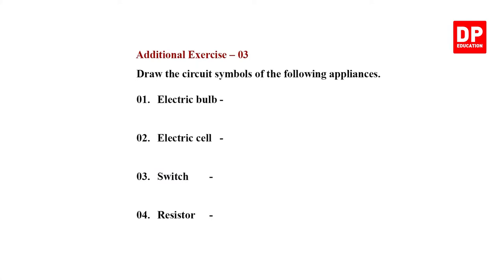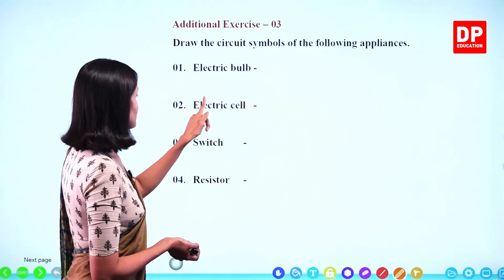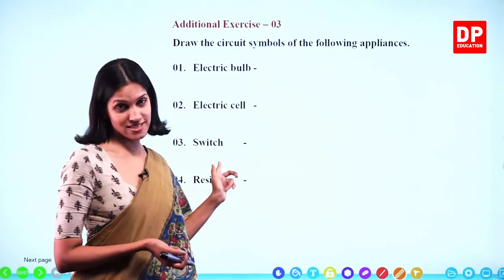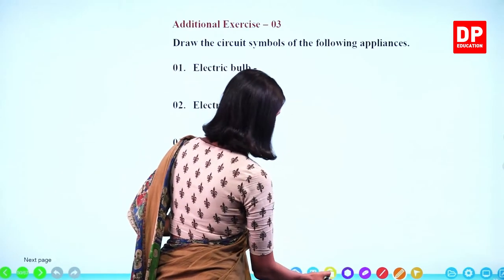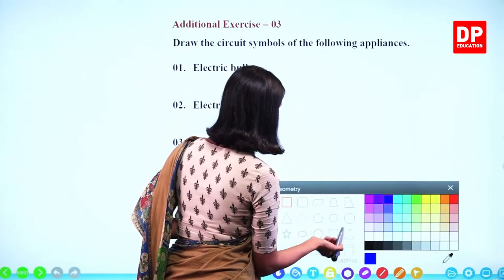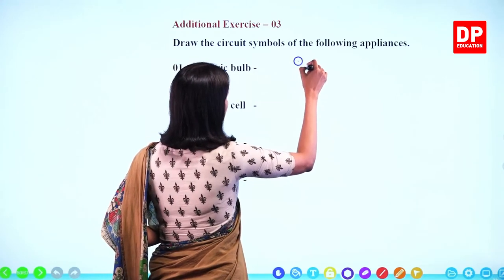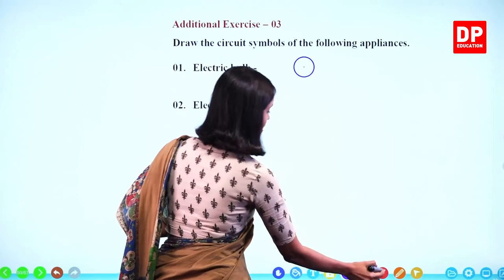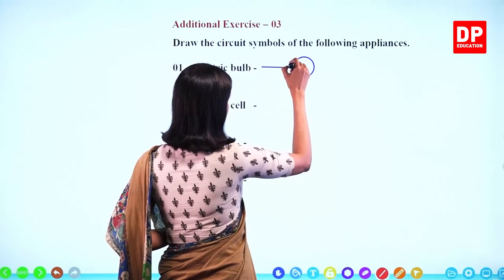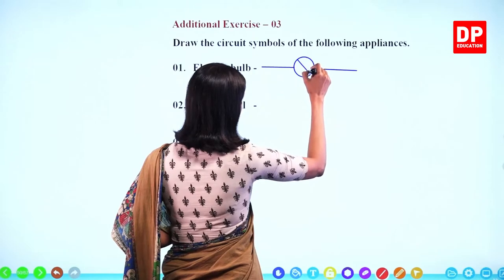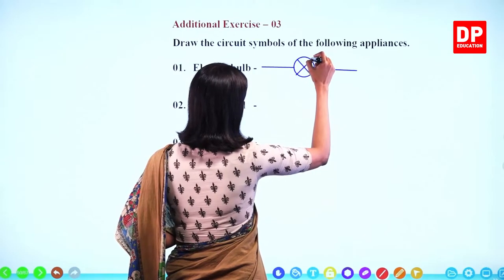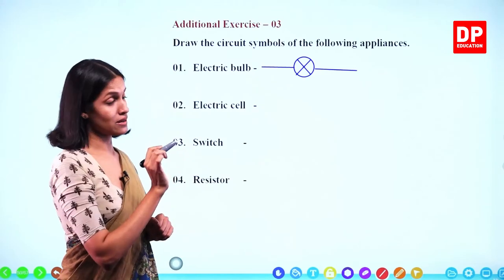Exercise number three. Draw the circuit symbols of the following appliances. Electric bulb, electric cell, switch, resistor. Now this is pretty easy. We'll draw them. What is for electric bulb, children? Do you remember? Right. We can draw it like this. Right. This is for electric bulb.